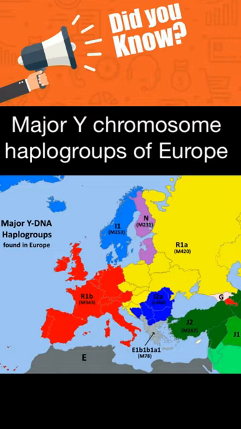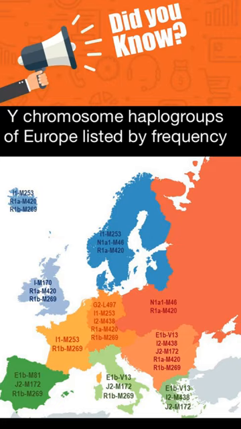And lastly, here is a map of Europe which shows major haplogroups along with sub-haplogroups.